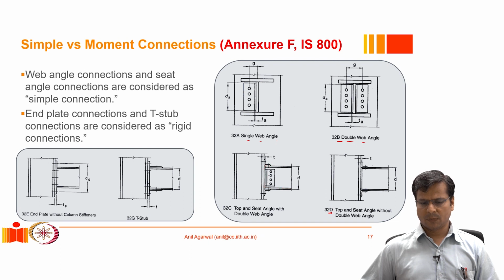This part is the beam, and there is an angle or a set of angles which are welded or bolted to the web of the beam and again connected to the column. They could transfer some part of the shear force. In addition to that, a seat angle has been provided below the bottom flange of the beam, and this seat angle does most of the heavy lifting. It carries most of the load that is applied to the beam, transfers to the column.